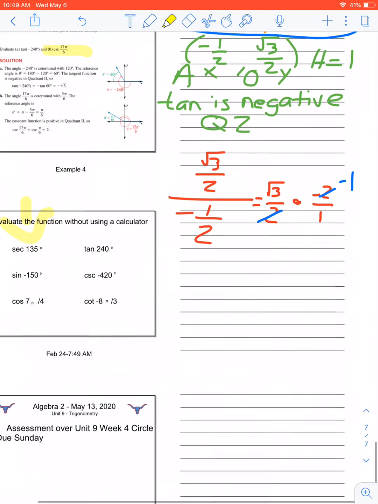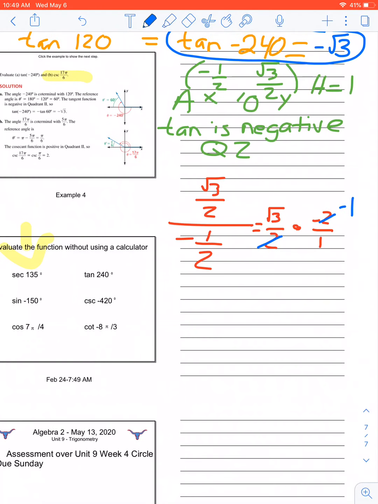Okay, so I'm going to change my color real quick. Cosecant of 17 pi over 6. Well, that is the same thing as cosecant. I'm going to find a coterminal angle, so I'm going to do 17 minus 12, which is the same thing as cosecant of 5 pi over 6. Okay?